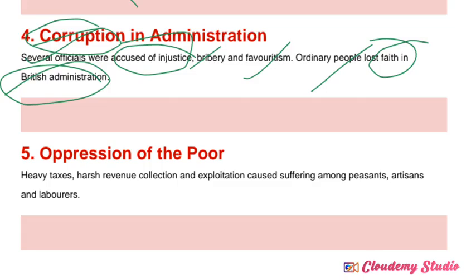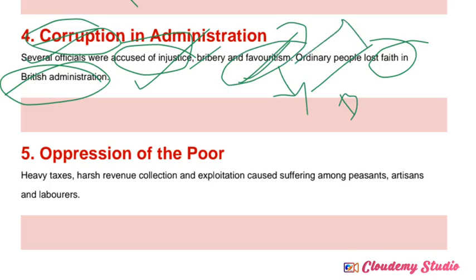See here, the East India Company established the administration system in India. They appointed different British European officers to take care of different regions. So they started to do injustice. Favoritism means they were giving preference to the Britishers and neglecting Indian welfare. These kinds of corruption we observed in the administration. Most commonly, they treated Indians badly, so Indians started to raise their voice against the Britishers. Easy it is. So next one, oppression of the poor.